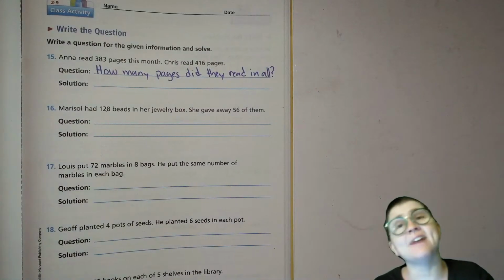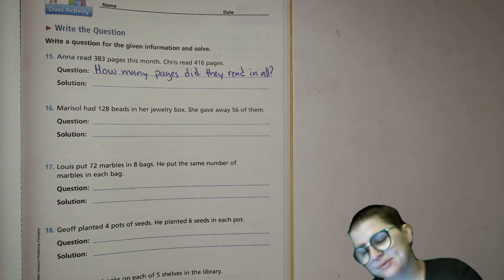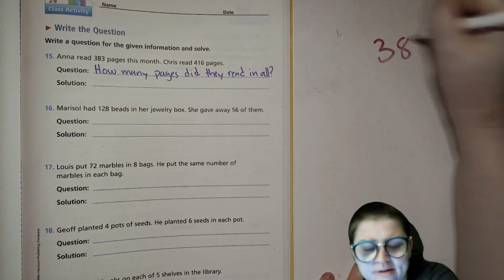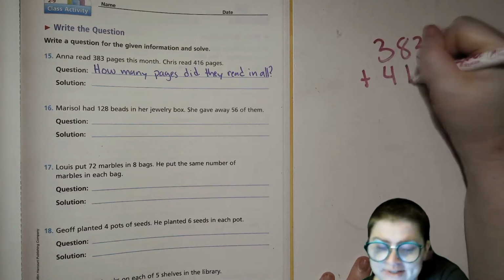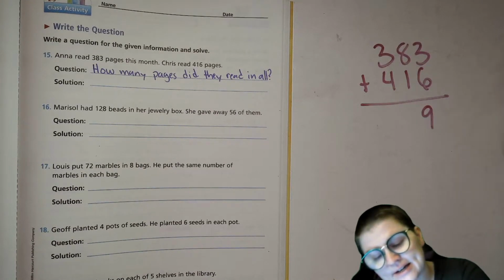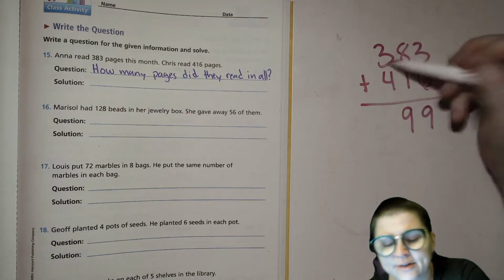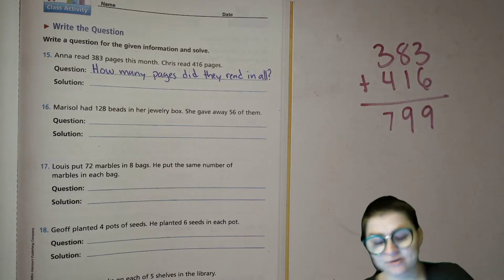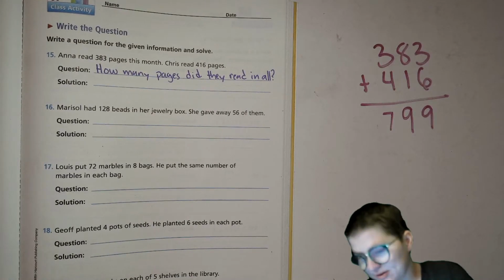And then how do we find that answer? Of course, we will add that, right? So we'll do our 383, and we will add 416. 3 plus 6 is 9. 80 plus 10 is 90. 300 plus 400 is 700. So 799 pages in all.